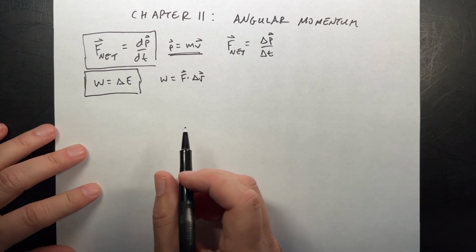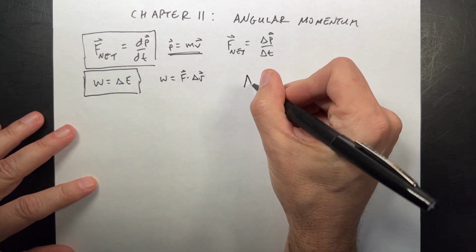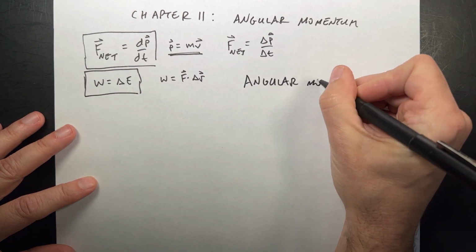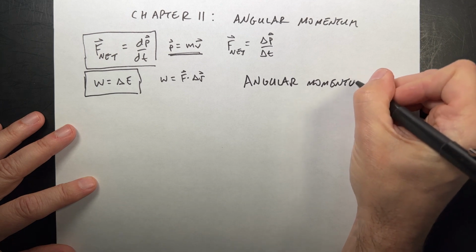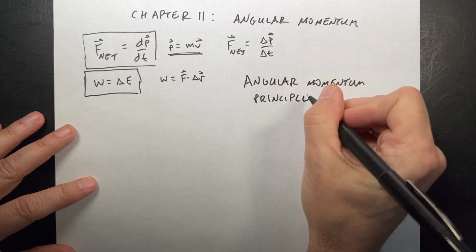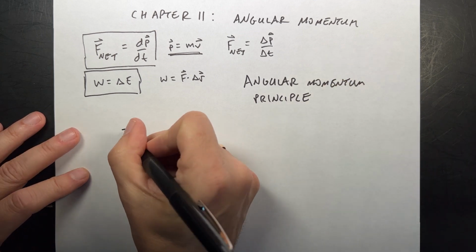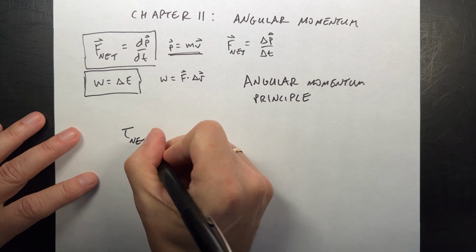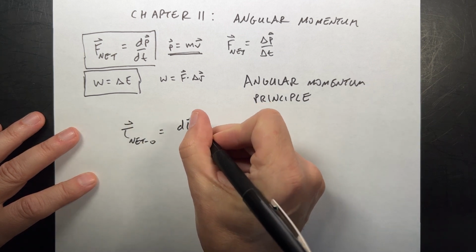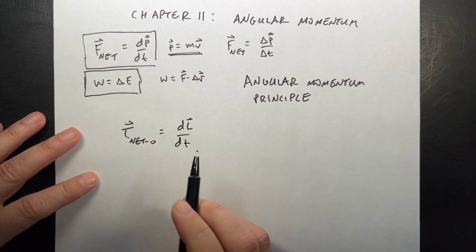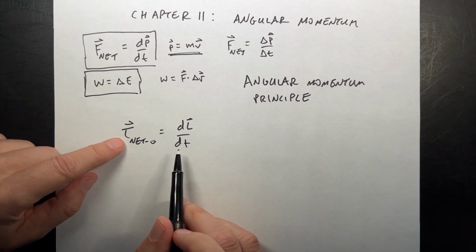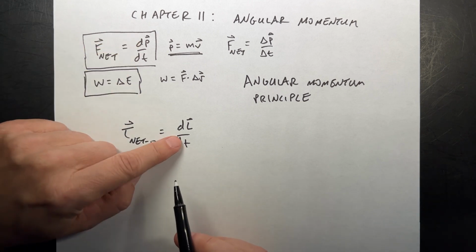So now we're ready to move on to the last idea, and that is the angular momentum principle. So I'm going to go ahead and write that down. Angular momentum principle. It says this: the torque net about some point O, a vector, is the derivative of angular momentum with respect to time. So right there, it looks a lot like this. Instead of force, we have torque. Instead of the rate of change of momentum, we have the rate of change of angular momentum.